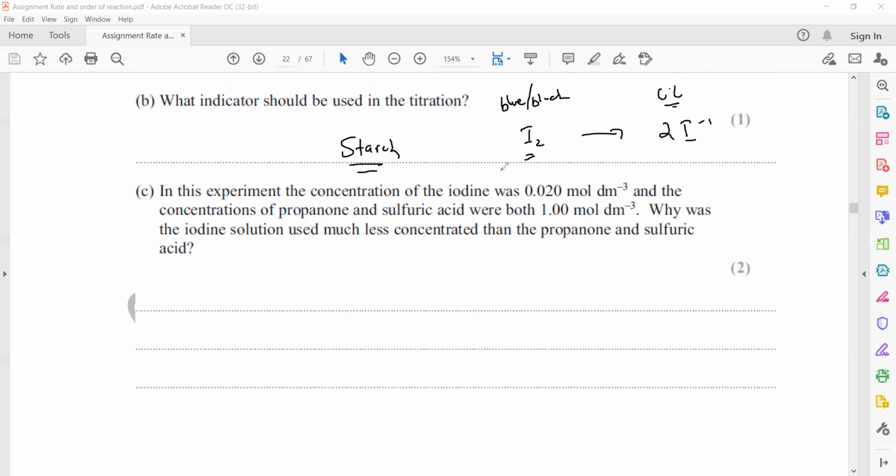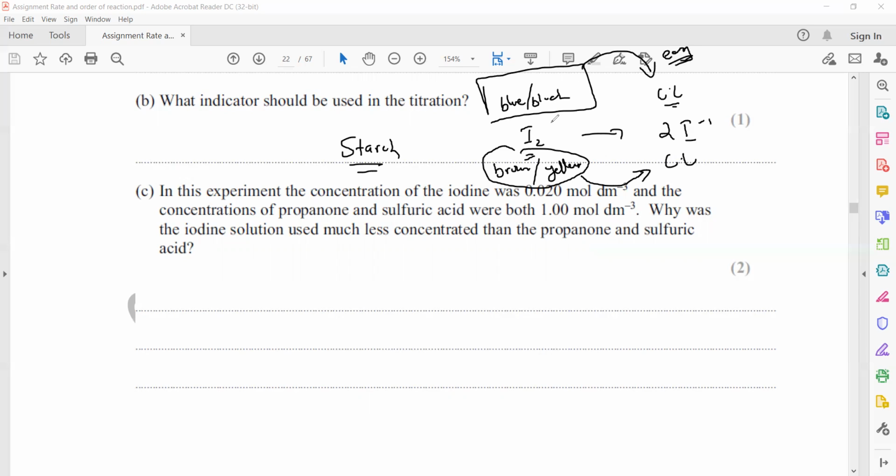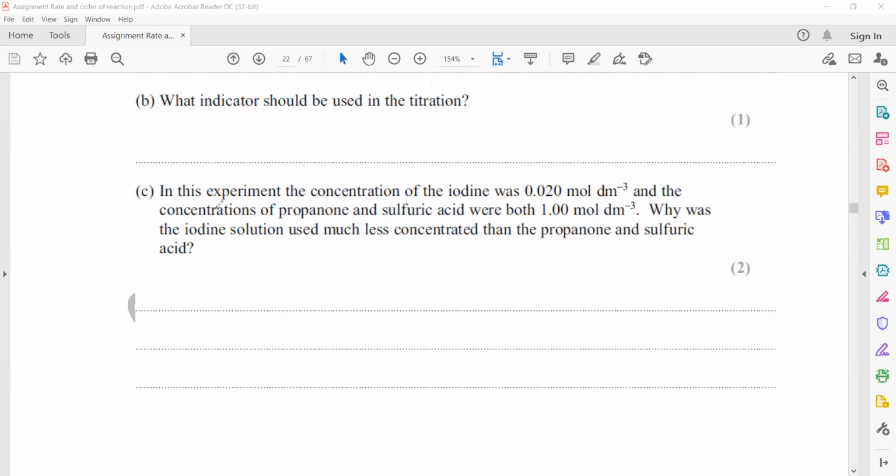If starch is not used, then iodine, if it is a concentrated solution, will be brown in color, and if it is a dilute solution, it will be yellow in color. When iodide ion is formed by reacting with thiosulfate, it will turn colorless. But because the yellow color disappearing is a light color change, it will be difficult to identify compared to a dark blue-black color changing to colorless, which will be easy to identify. That's why we use starch as an indicator. So in the presence of starch, it will show a color change.